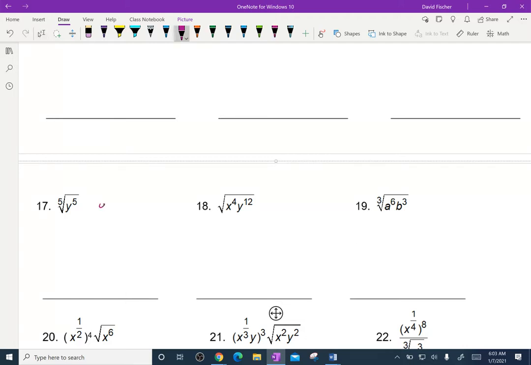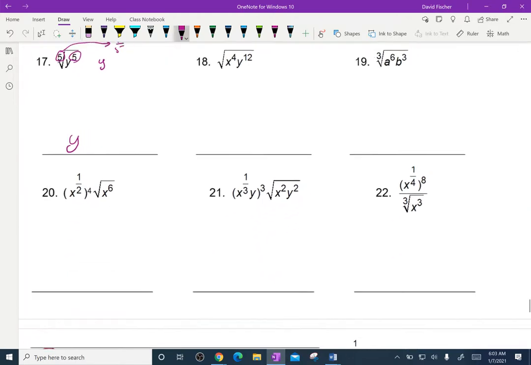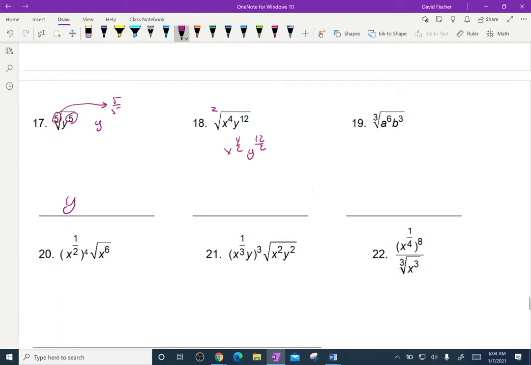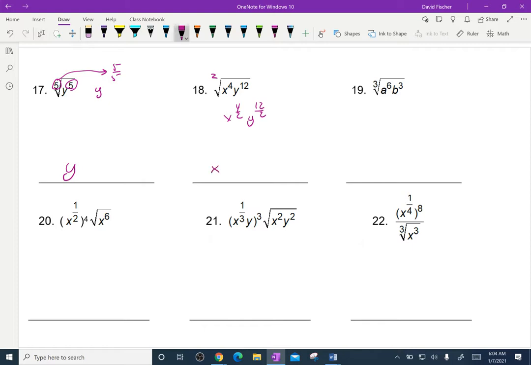This comes 5. That's my numerator. This is my denominator. 5 over 5 is 1, so that one just becomes a y. That was a nice easy one. Let's talk about this one. What if there isn't a number here? What is here? It's a 2. So that would become x 4 over 2, y 12 over 2, and now let's reduce our exponents. Final answer, x to the second power, y to the sixth power.